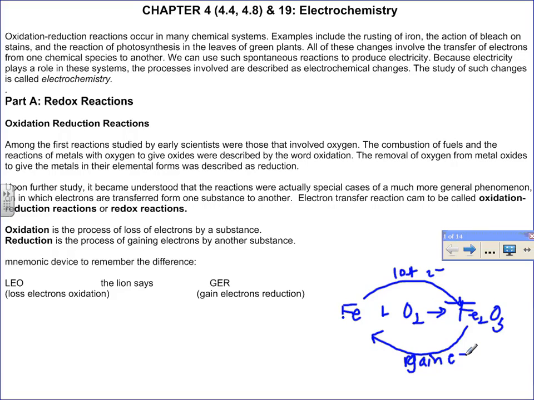So when we speak generally about oxidation reduction reactions, oxidation is the process of losing electrons, while reduction is the process of gaining electrons. There's a mnemonic device that you can use to help you remember this, and that is Leo the lion says grr. Loss of electrons is oxidation, gain of electrons is reduction.